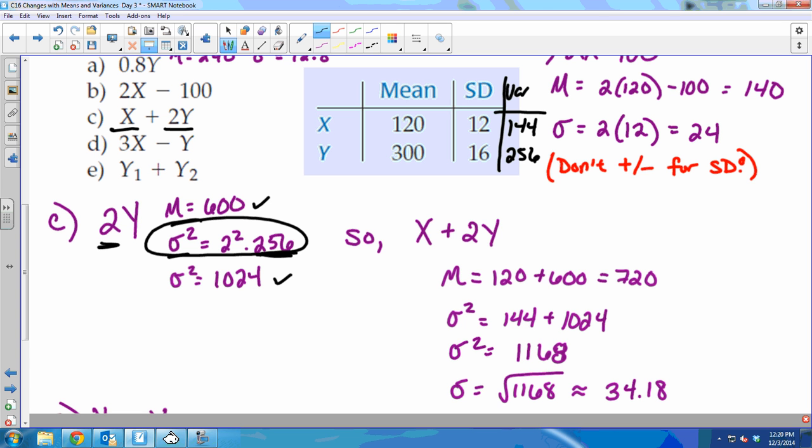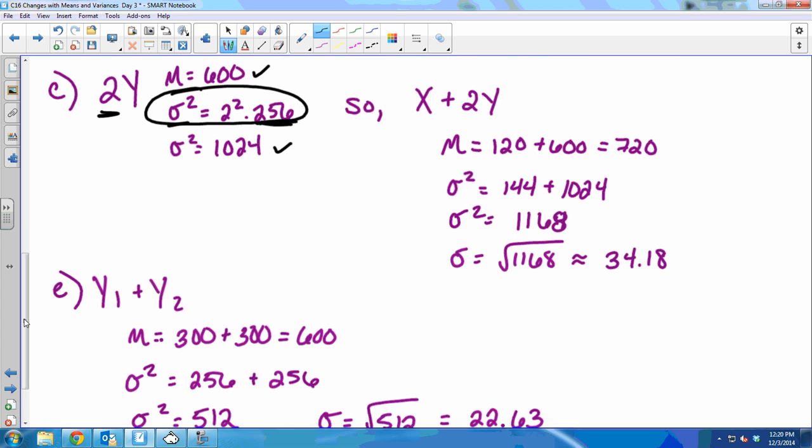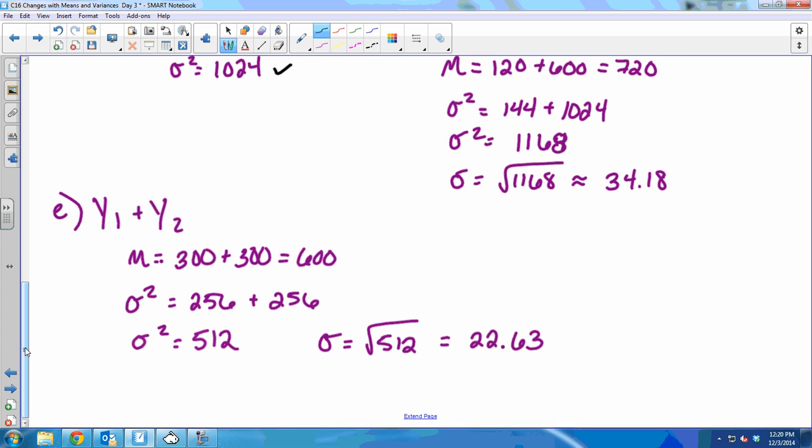Questions about C? And then E, you're adding y1 plus y2. So the mean is 600, 300 plus 300. You have to add variances. So 256 plus 256, you get 512. Square root of 512 is 22.6.